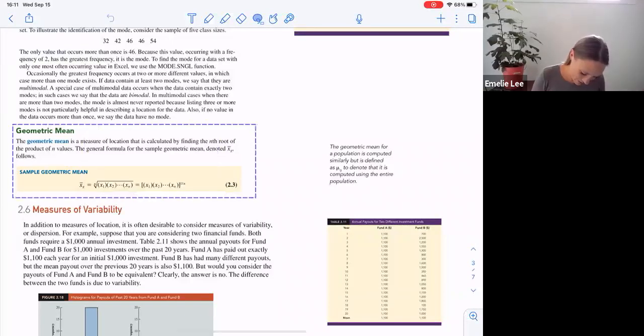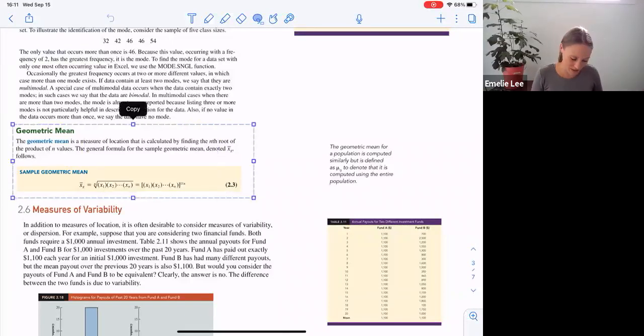So the last thing, we'll see how long I blab, is the geometric mean.